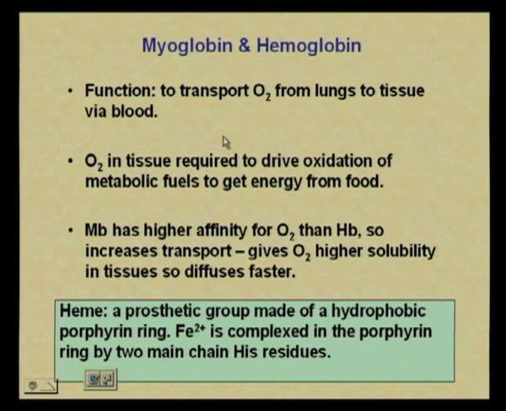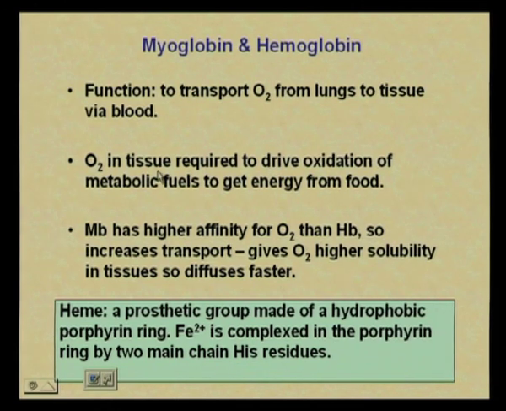Now, the function of myoglobin and hemoglobin is to consider the transport of oxygen. We will see how hemoglobin binds and transports oxygen, and likewise myoglobin. But myoglobin acts more like a storage protein and hemoglobin more like a transport protein, based on their specific modes of binding oxygen.